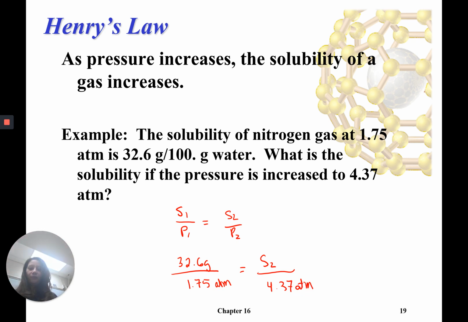So to solve for S2, you would take 4.37 times 32.6 divided by 1.75. That gives me 81.4 grams of nitrogen, and this is for every 100 grams of water.